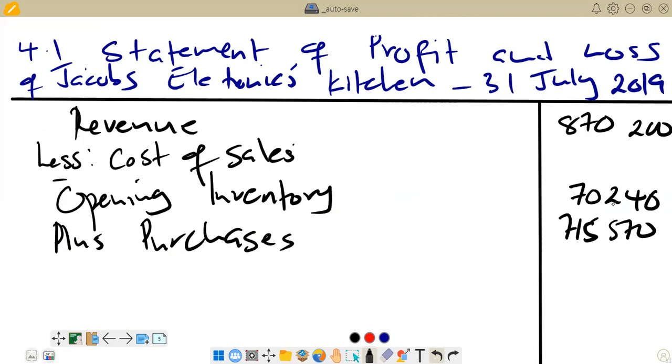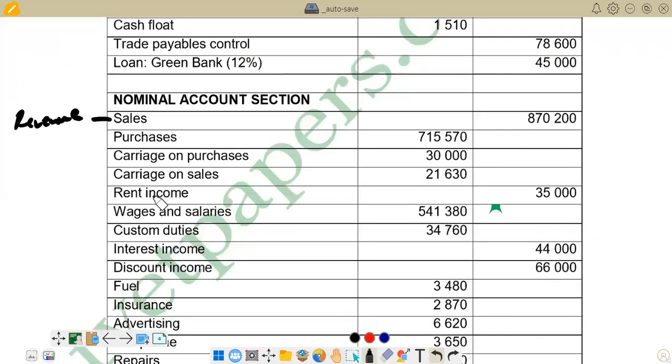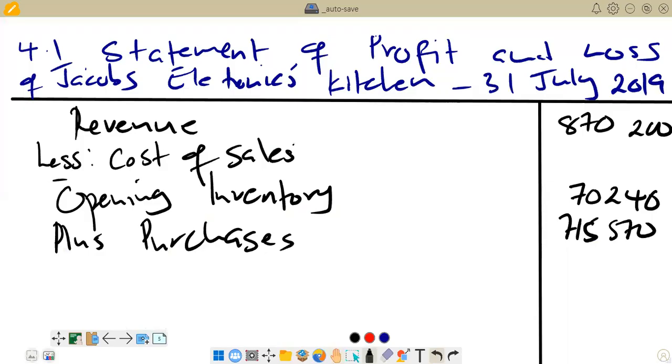Also, you are supposed to add your carriages. If you've got any carriage on purchases, that is carriage inwards, you put it here. Any customs duties are also supposed to be here. So we check for those items in our question. You see that we have carriage on sales and carriage on purchases. The one that is part of the formula for calculating cost of sales is only carriage on purchases, so we pick this one, 30,000. Then we also have customs duties, which are also added. So we pick these two figures and add them in the formula to lead us to cost of sales.